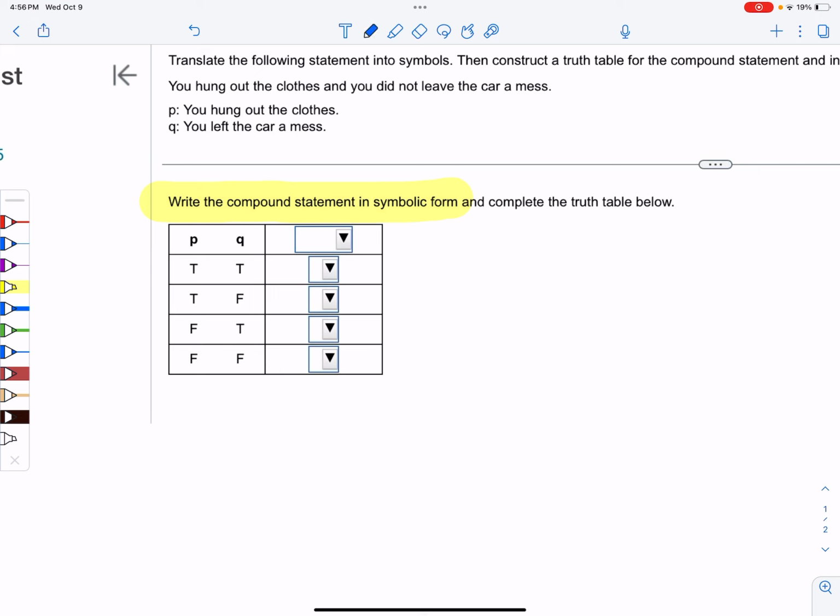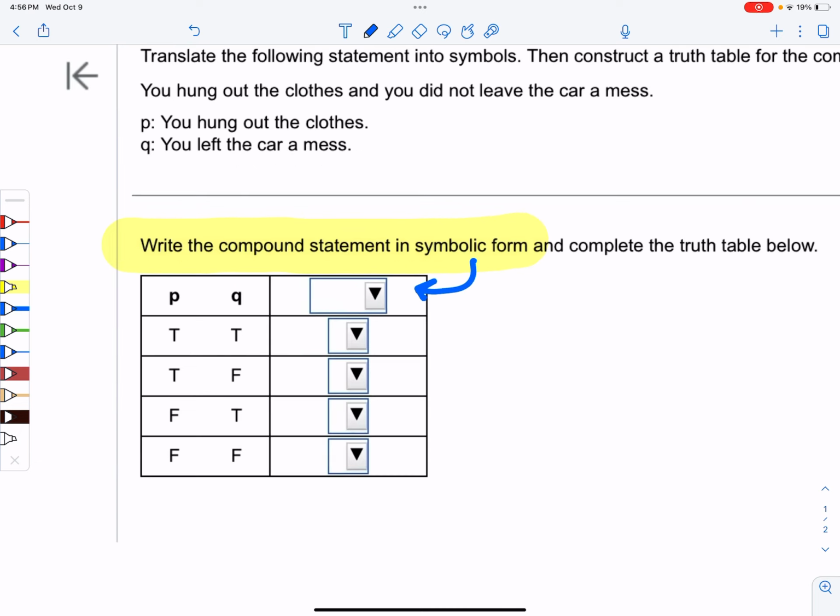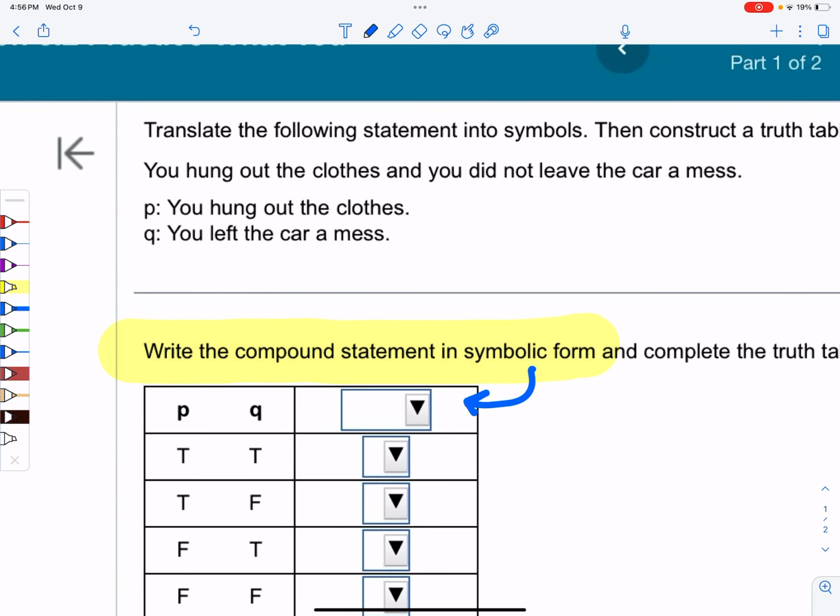And when you write it in symbolic form, that's what you're going to be entering up there at the top, because that's the truth value that you're going to be trying to determine, okay? So notice here you've got two statements, P and Q. So the compound statement that we're looking at, you hung out the clothes, that's P. You did not leave the car a mess, that's the negation of Q.